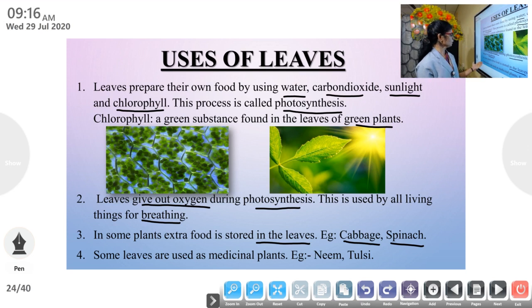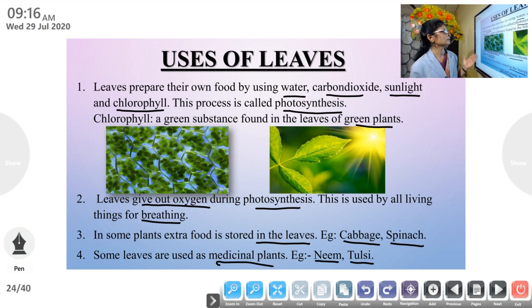Okay. Some leaves are used as medicine or medicinal plants. Examples: neem, tulsi, aloe vera, etc. are examples of medicinal plants. Name some medicinal plants. Neem, tulsi, etc. are examples of medicinal plants. Understood, children? Clear? Okay, once more.